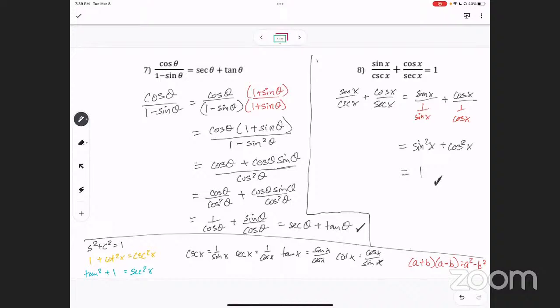Now, there was another way to do it. You could have done it a different way by getting common denominators, it would just take you a lot longer. It would have taken me a lot longer to get sine squared plus cosine squared in the long run. It would still have gotten you the right answer, but it would have taken a much longer route. So sometimes it pays off to just look at it and think about your different options.